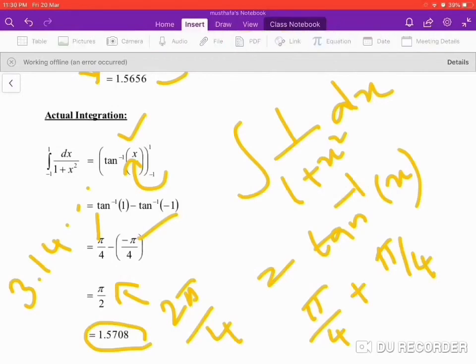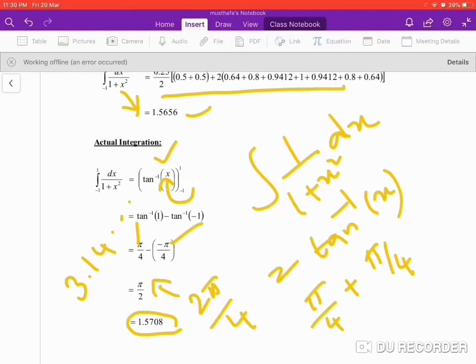Now look at your calculated value, the actual value, and the numerical value. The numerical value is 1.5656 and the actual value is 1.5708, so our numerical value is near to the actual value. The difference of these values will give you the error that we find in our numerical result. I hope this lecture is clear to everyone. Thank you.